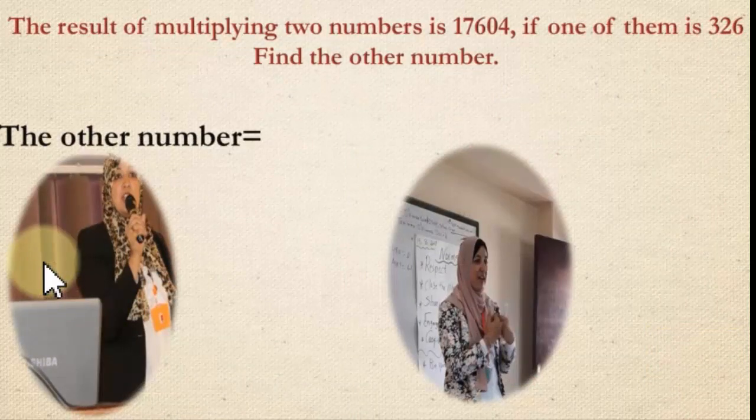The result of multiplying two numbers is 17,604. If one of them is 326, find the other number.